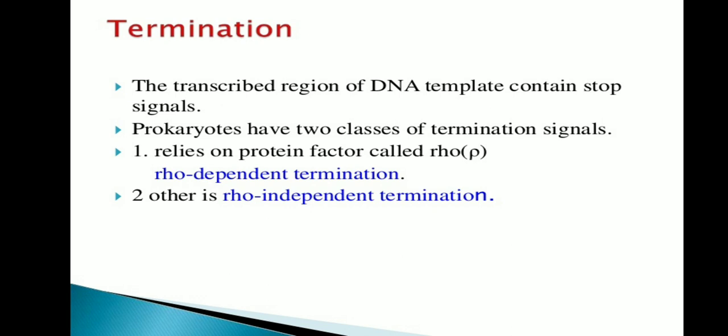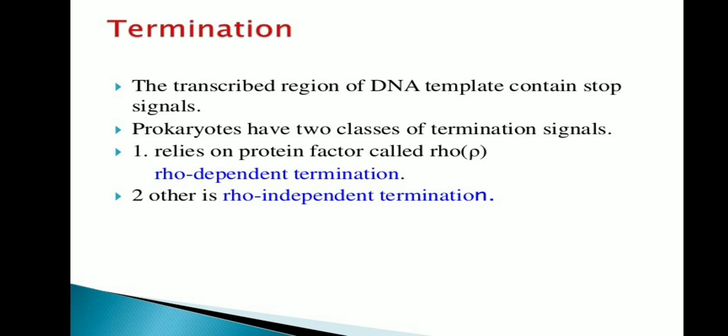Two kinds of terminators are identified in the E. coli system, the prokaryotic system. One is called the intrinsic terminator, which functions without any help from other proteins, whereas the other is called the rho dependent terminator, which requires a factor called rho for the termination of transcription.